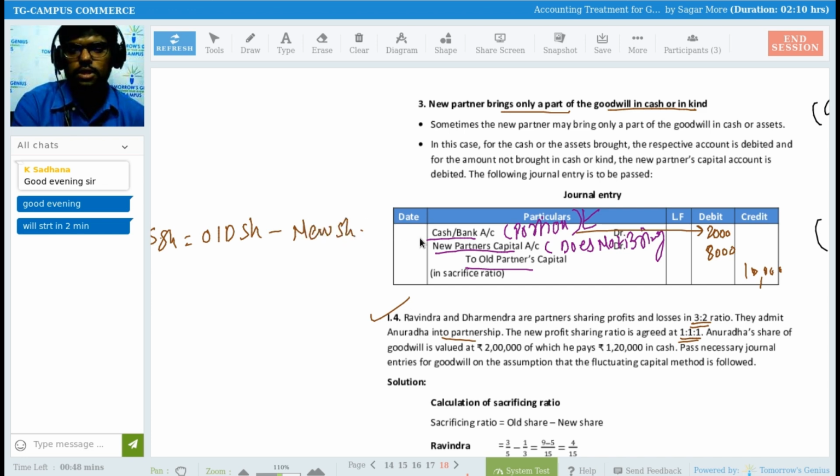So we can get the answer for the sacrifice done by Ravindra and Dharmendra, R and D. Their old shares were 3:2, that is 3/5 and 2/5. Now their new share is 1:1:1, that is 1/3 and 1/3. Tell me the sacrifice done by them.